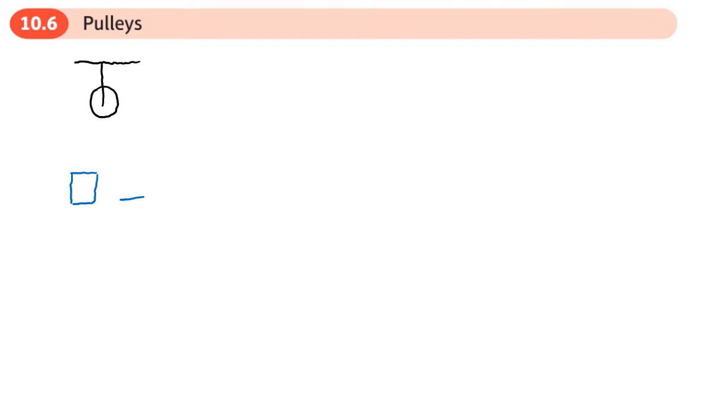So let's say we've got two masses like this, and there's some string connected to that, goes over the pulley, redirects the force, and goes down here. That's one type of question. Let's move that mass across a bit. Or the other type of question is where the force is redirected at a right angle.